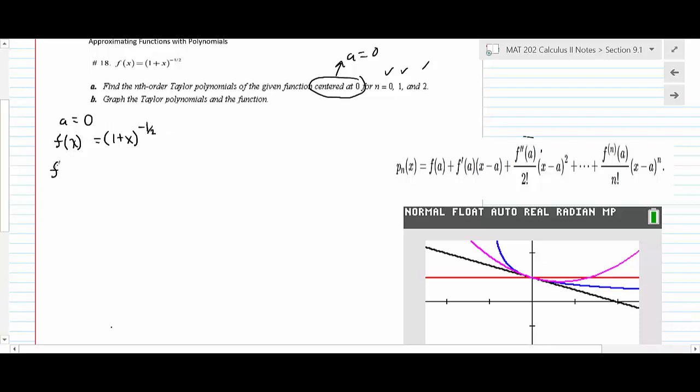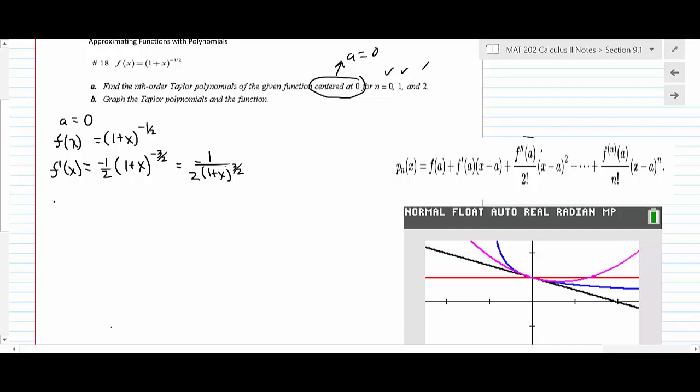So the first derivative, by chain rule, would be negative 1/2 times (1 plus x). If you subtract 1 from the exponent, you're going to get negative 3/2. The derivative of what's inside is 1, so we would have that. I'm going to go ahead and just write this as negative 1 over 2 times (1 plus x) to the 3/2 power. That'll be good enough for what we're going to do.